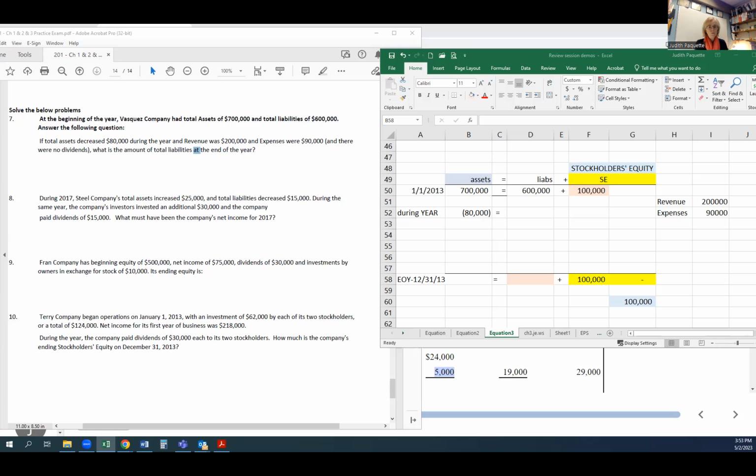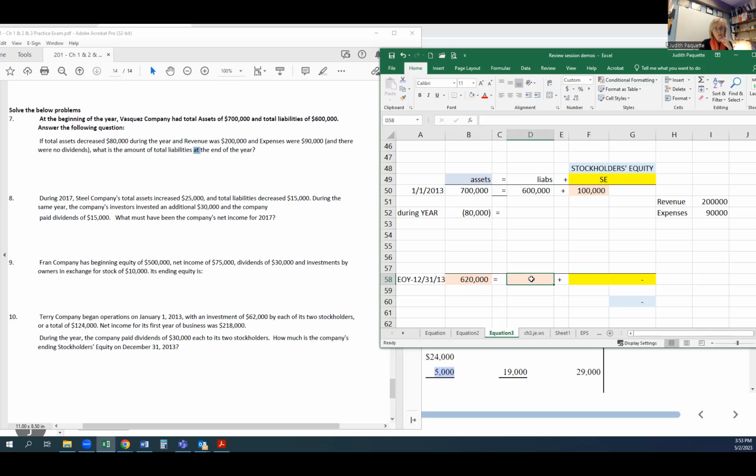$700 is the beginning of the year, Jabril, but during the year, assets decreased 80,000. So first you have to solve for end of year balance for assets. What is it? I think it's 620K. Yeah, you're going to say beginning balance plus the current year activity, and you're going to get 620. Yeah, Ariane, you're right.